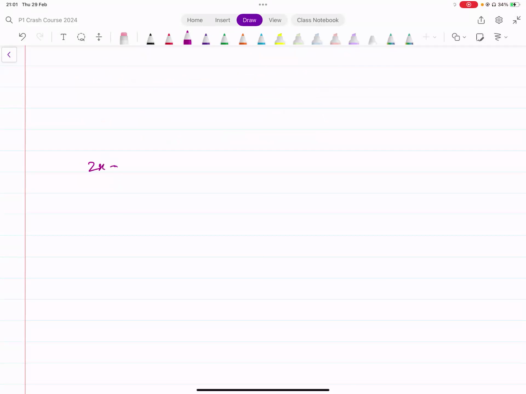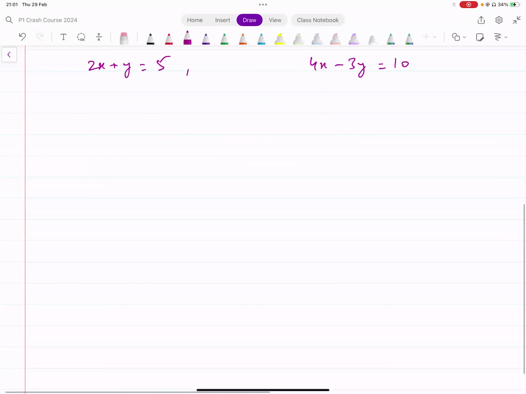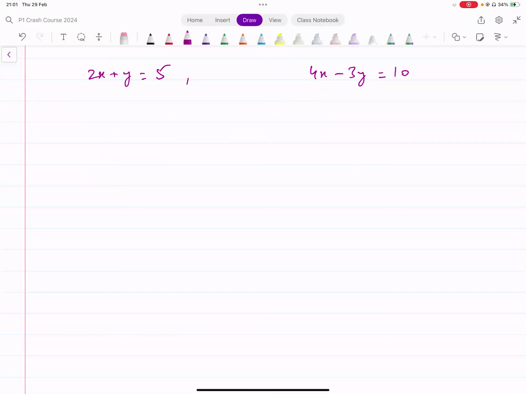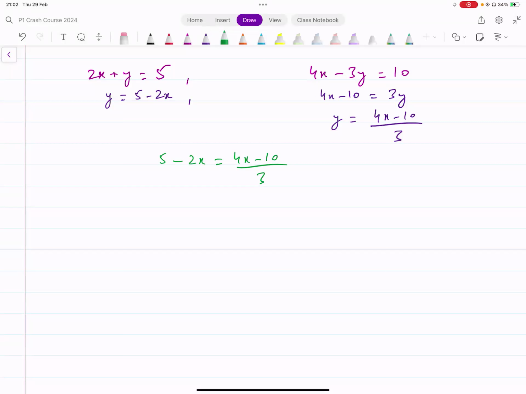Let's say we have 2x plus y equals 5, and we have another equation which is 4x minus 3y equals 10. Again, I've just written two random equations like this. One other way of doing substitution is you make the same variable the subject in both of them. So in the first one, for example, y equals 5 minus 2x. If I make y the subject in the second equation as well, that's going to give me 4x minus 10 equals 3y, and then y equals 4x minus 10 over 3. So I've made y the subject in both of them. Now I could just equate them. 5 minus 2x equals 4x minus 10 whole divided by 3. That's another way of doing substitution.